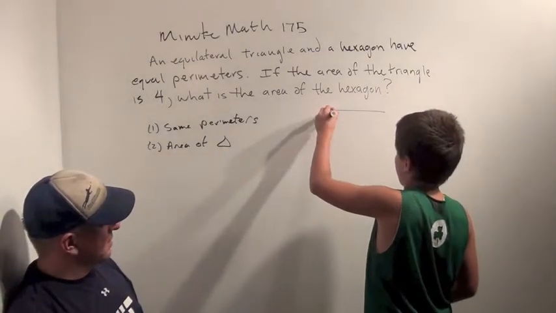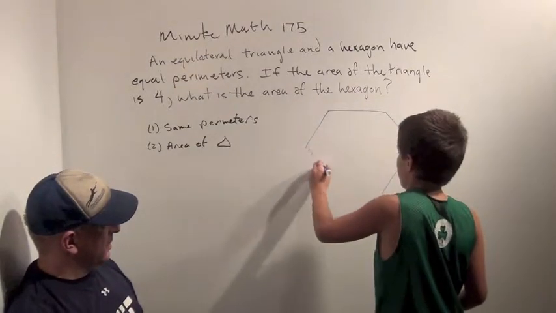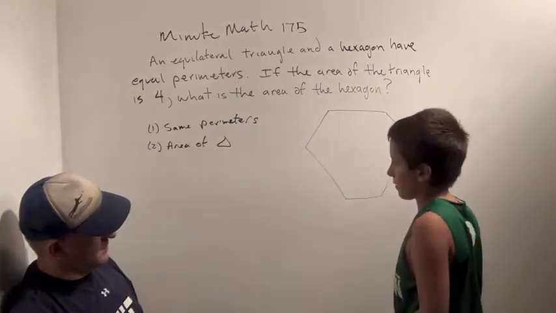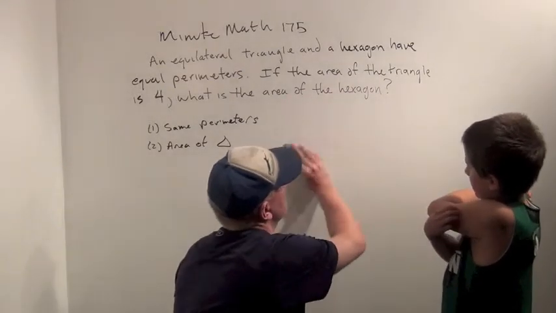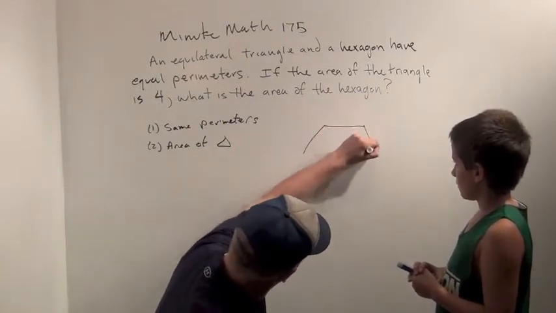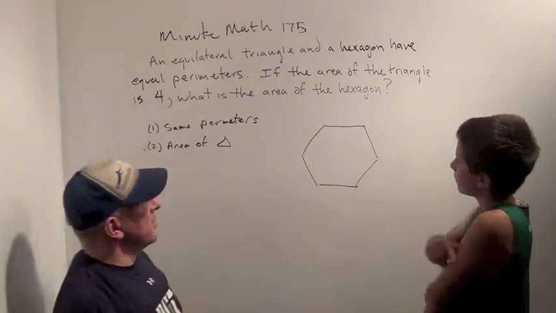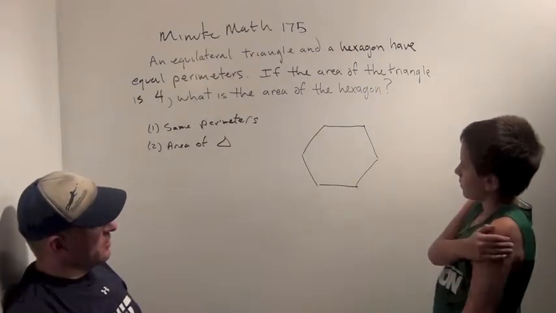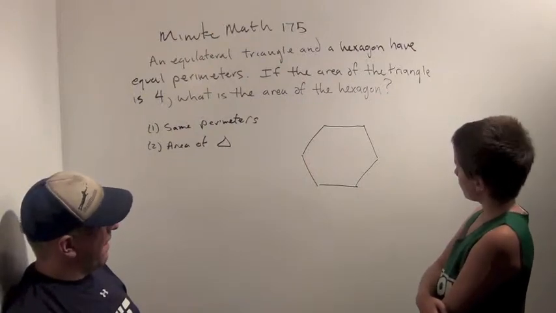Close. Okay, so there you go. Now you know all the sides are the same and all the angles are the same. How are we going to find the area of this thing?